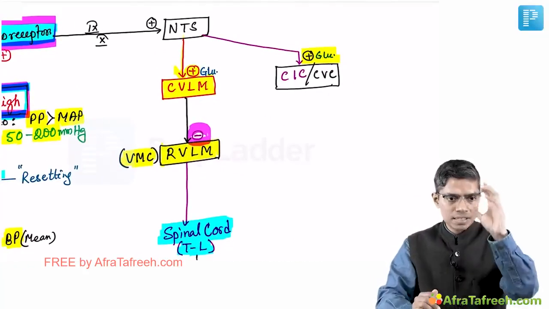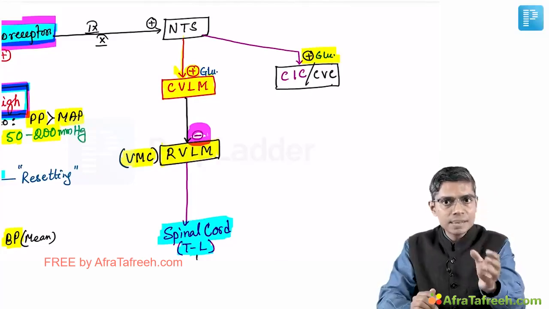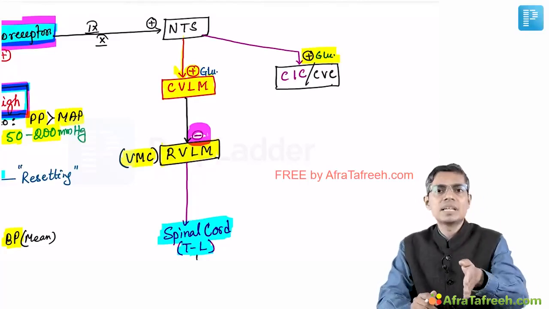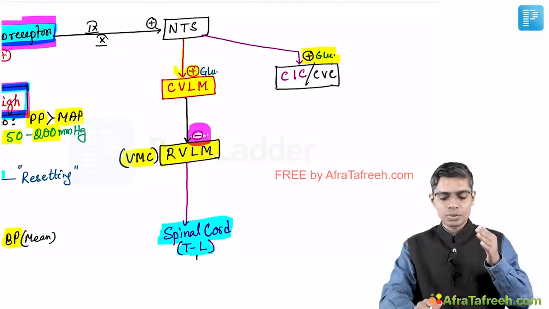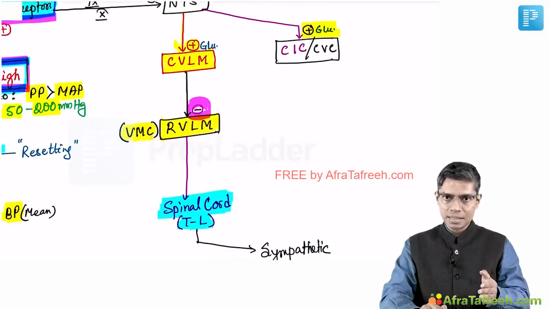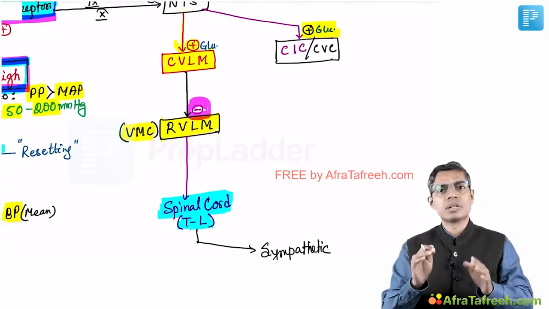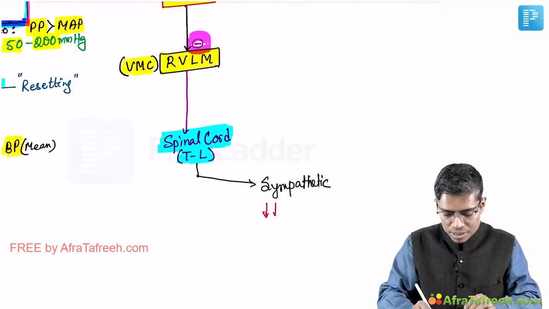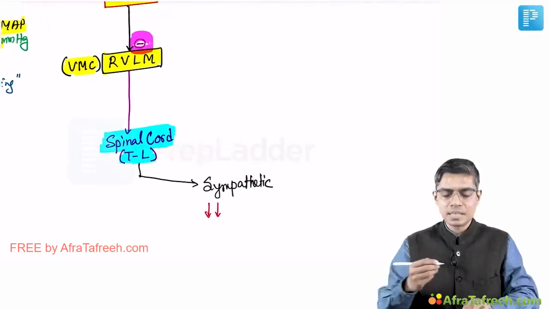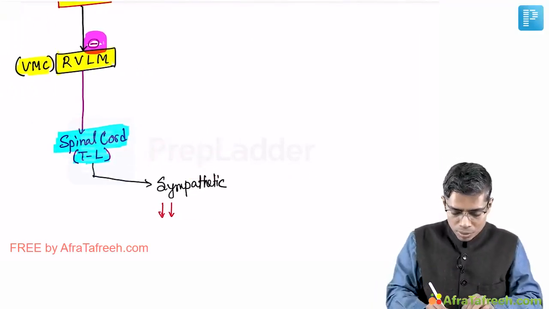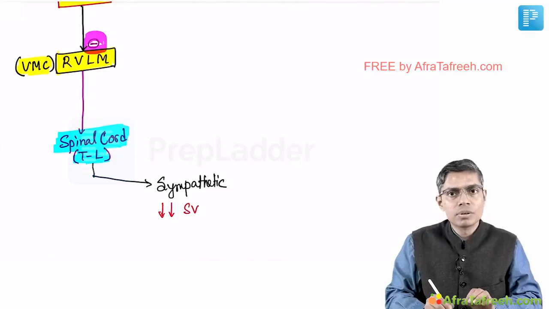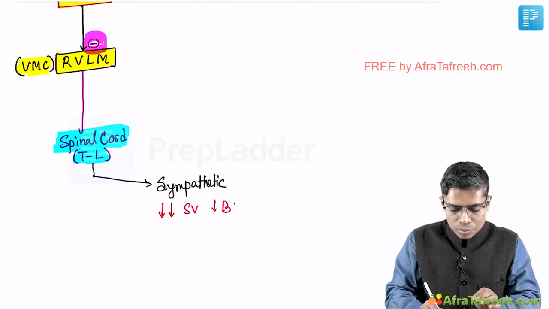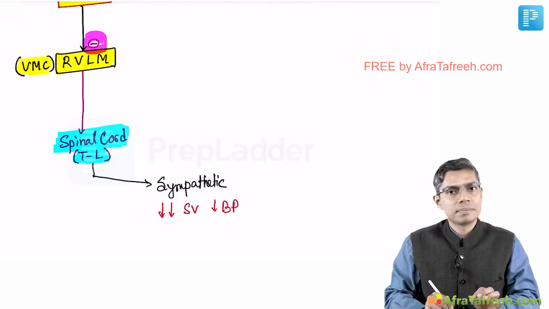NTS will be activated, CVLM will be activated, but that CVLM is going to inhibit the RVLM, and RVLM is directly related with the sympathetic system. So if your RVLM is inhibited, your sympathetic system will also be inhibited. That means I can understand the sympathetic system will go down. If the sympathetic system is going down, we know that the stroke volume will go down, okay, and the cardiac output will also go down, and the blood pressure is going to be normalized once again.